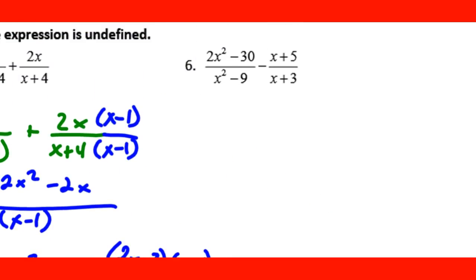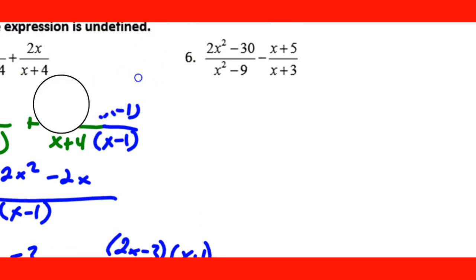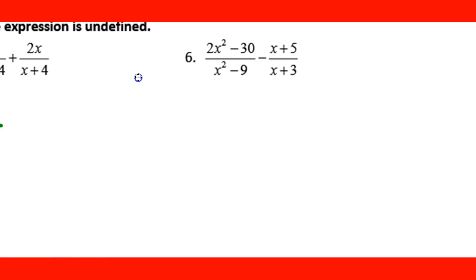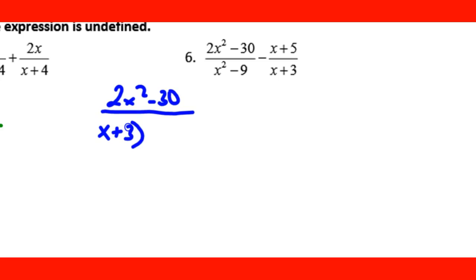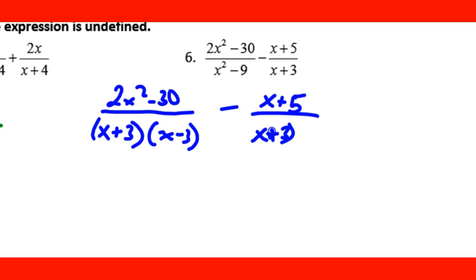And now finally, number 6 here. Again, factor these denominators so I can get common terms, because I want to have the greatest common factor. It's doing the same thing as the least common multiple like we did above. There's a difference of two squares, so x plus 3, x minus 3. And then right here, we have x plus 3 and x minus 3.